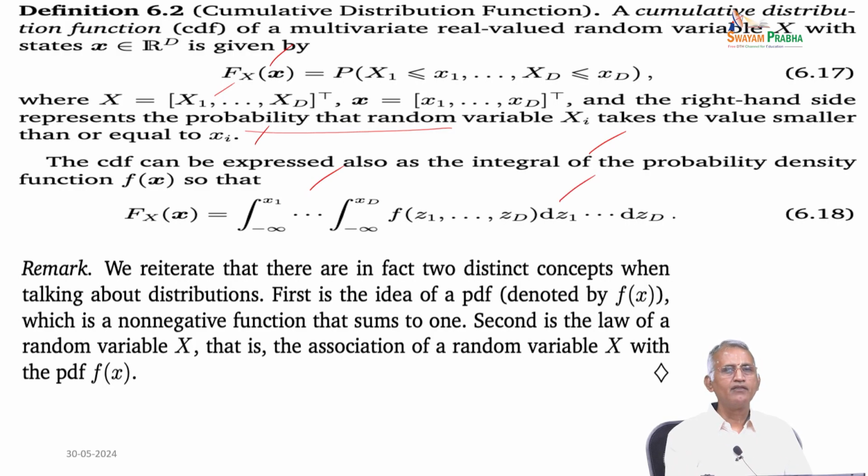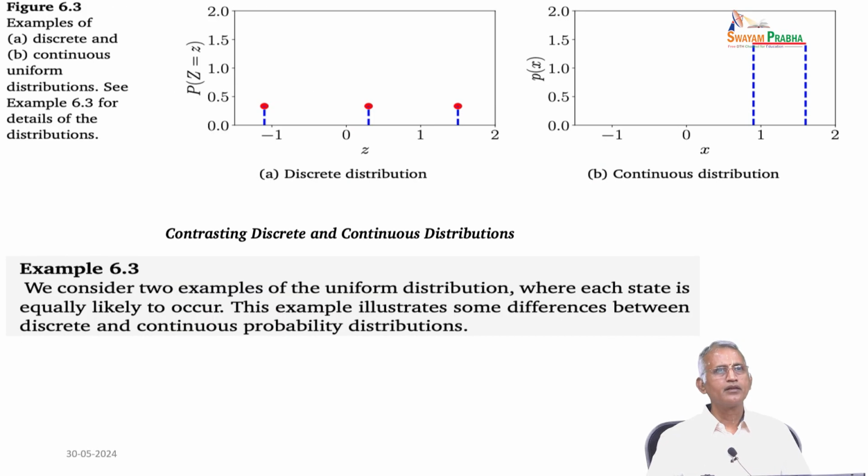So, we have a note to reiterate that there are two distinct concepts when talking about the distribution. First, the idea of the PDF, denoted by f of x, which is a non-negative function that sums to 1. Second is the law of the random variable x that is associated with the random variable x with the PDF f of x.